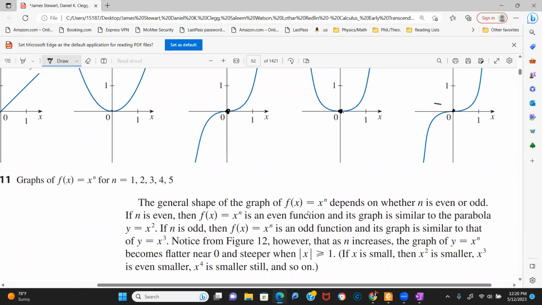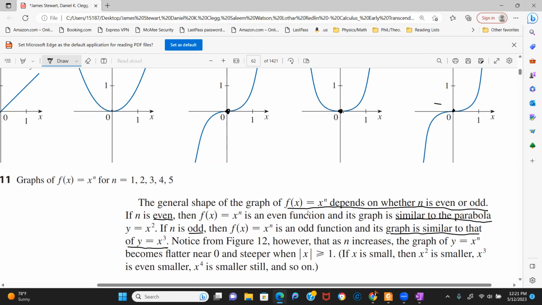Yeah, so here's just a summarization of what I said. The graph of this right here depends on whether n is even or odd. If it's even, then the graph is similar to a parabola. If it's odd, then it's similar to the cubic function y equals x cubed.